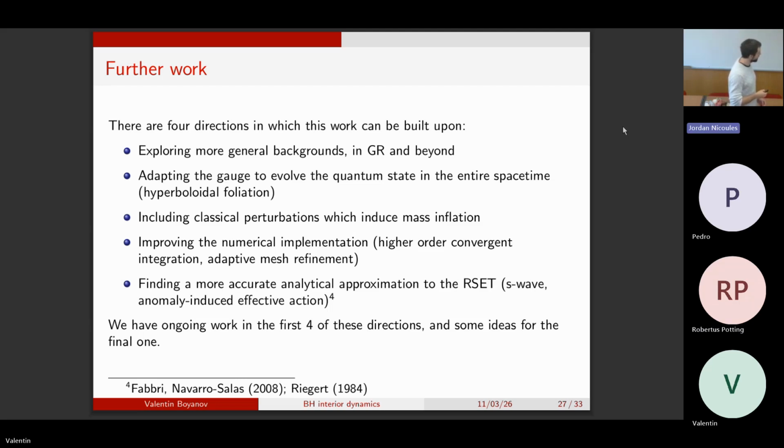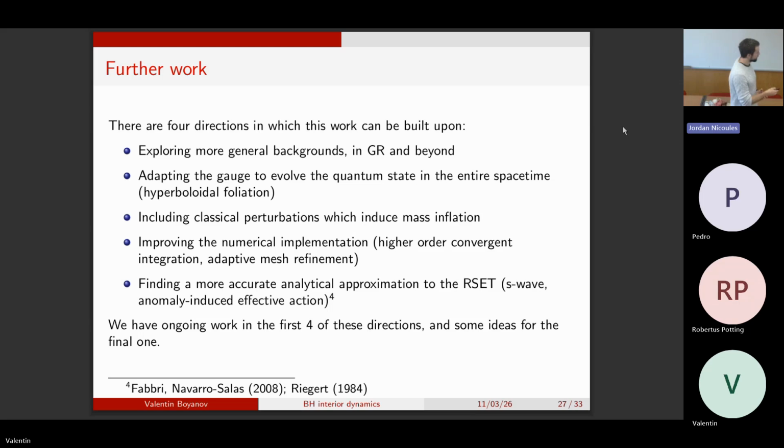Also, I didn't mention that if we evolve only in a diamond that's in part of the space-time but doesn't connect to past null infinity, then we're making an approximate vacuum state. So the state that's, let's say, physical for the quantum field, we're approximating it in this region. But if we want the exact state, we would need to evolve all the way from past null infinity, and this can be done with a hyperboloidal foliation that goes between, say, the origin and past null infinity. This is another thing that we are working on.